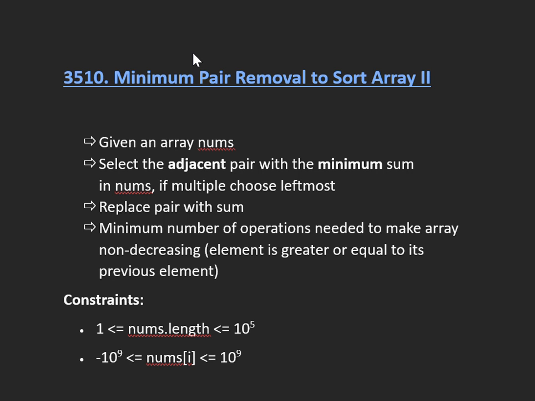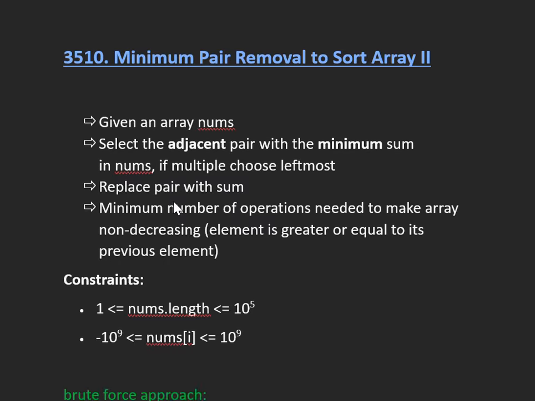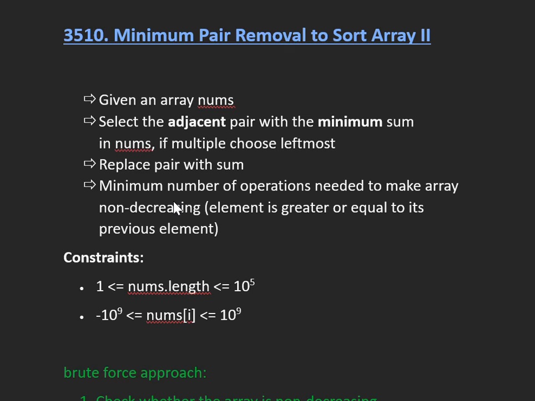Everyone, today's question is LeetCode 3510, in which we are given an array nums and we have to select adjacent pairs whose sum is minimum. Suppose if there are multiple pairs possible, then we have to select the leftmost one and then we have to replace that pair with the sum of those two elements, and we have to do a minimum number of operations to make the array non-decreasing.